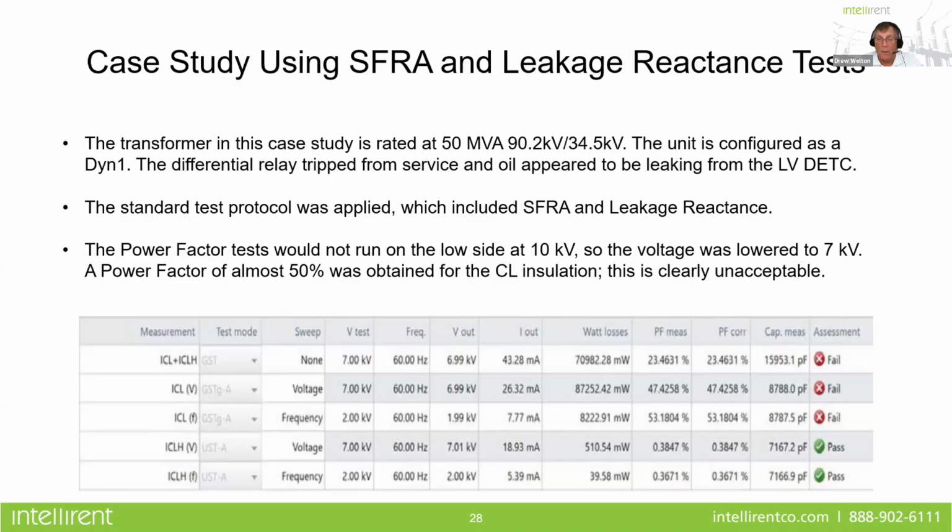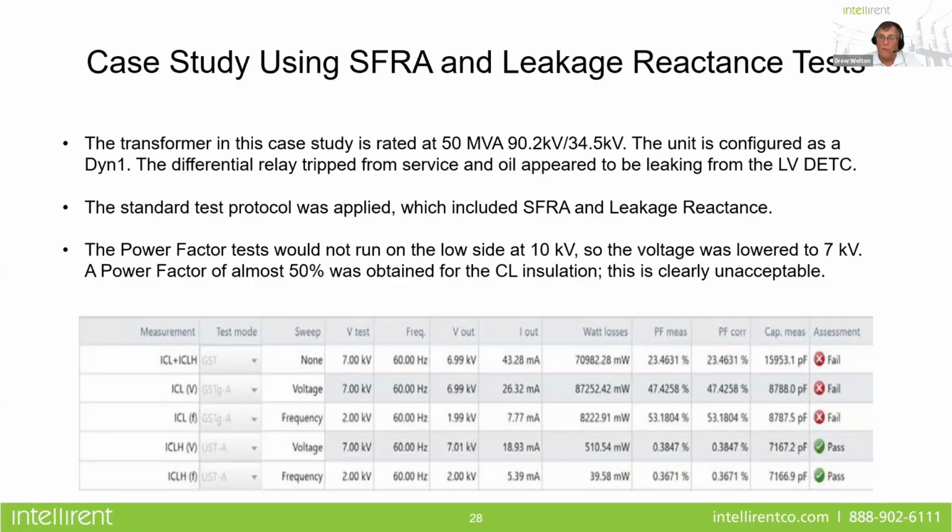But in the meantime, we also want to run our basic electrical test to see if we can diagnose why the differential tripped. So this one was done. We ran the power factor test, but also followed with SFRA and leakage reactance. And when we first ran the power factor test, it wouldn't even run at 10 kV.